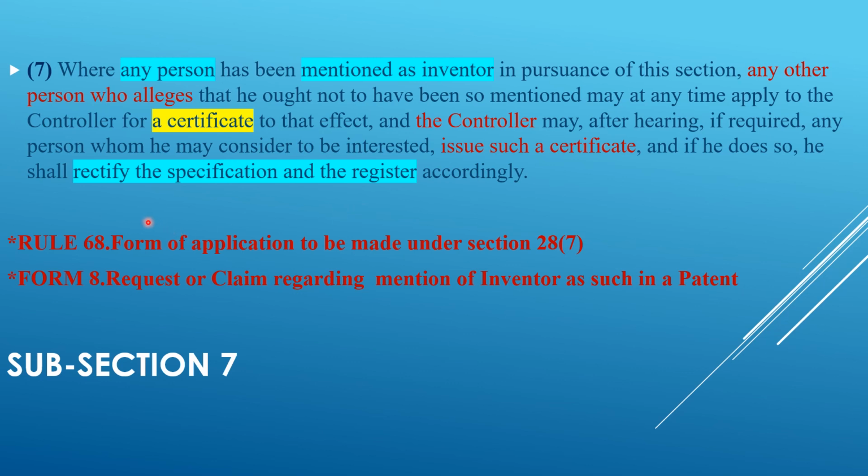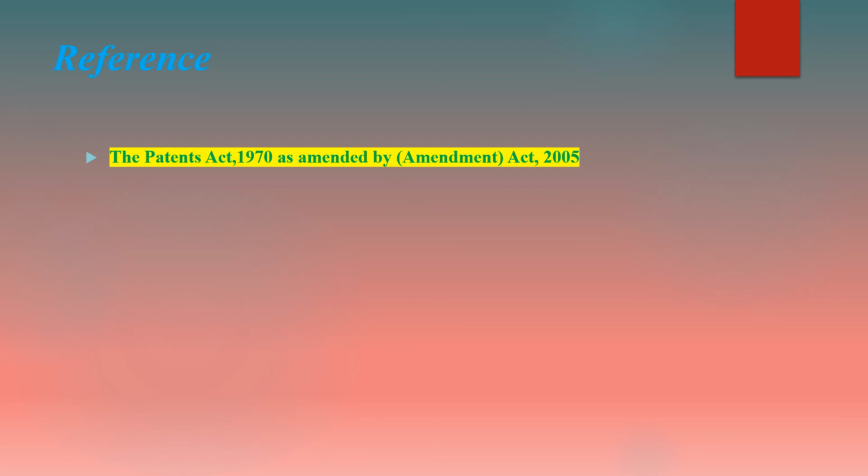And the relevant rule is rule number 68, that is form of application to be made under section 28 subsection 7, and form number 8 is request or claim regarding mention of inventor as such in a patent. So this way friends, subsection 7 is also completed. So all the 7 subsections of section 28 are completed now. So please go through all the slides and please go through the bare act as well. The reference is the Patents Act 1970 as amended by Amendment Act 2005.